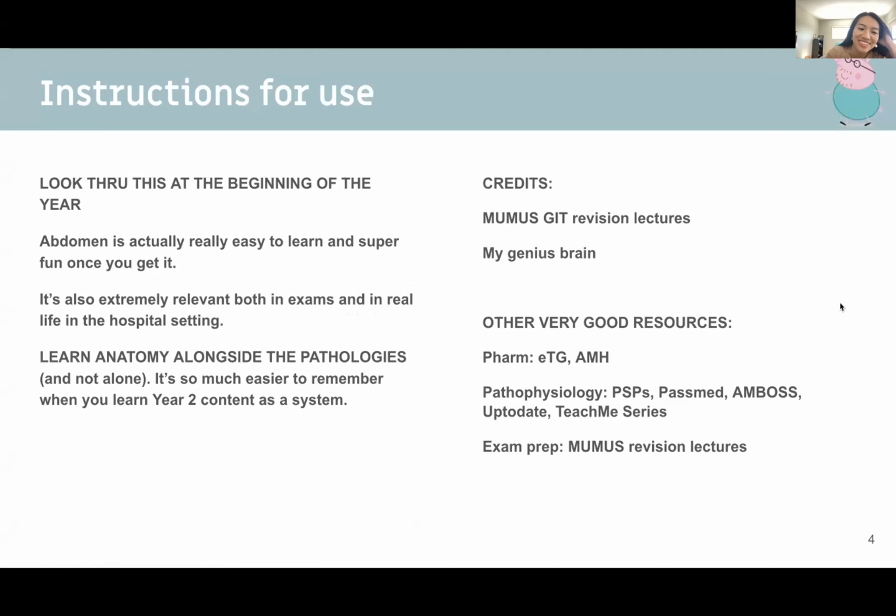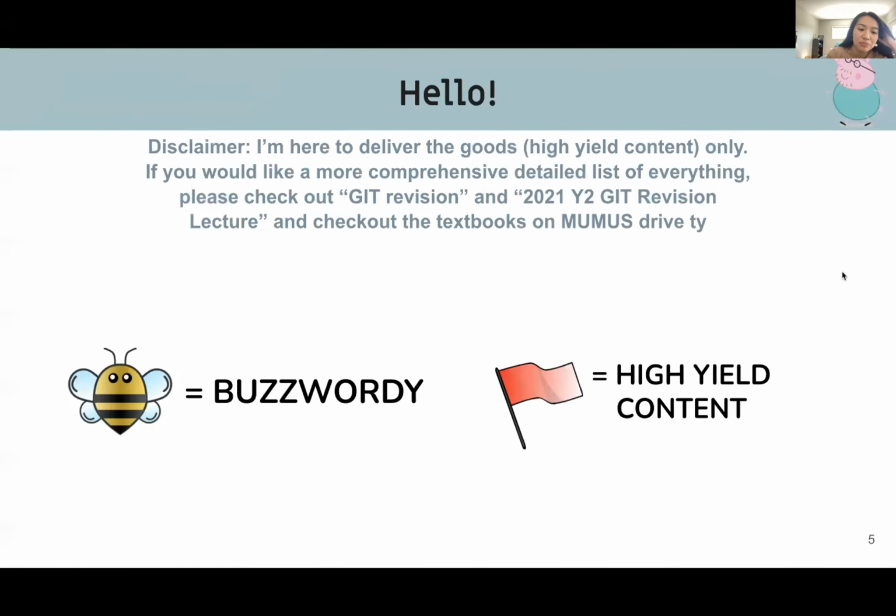Okay, so instructions for use. Pretty much make sure that you learn GIT as a system, so don't just cram one thing at a time. It'd be nice to actually try to link everything together: physiology with the anatomy, and then physiology with, I don't know, pharm. It's much easier if you work together as a system. I've also checked some resources here. I have a B for buzzwords, and a red flag for high yield content, so pay extra attention to those red flags.